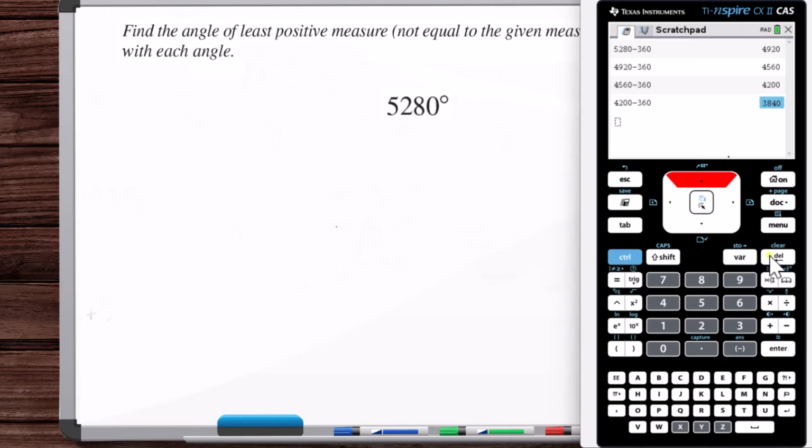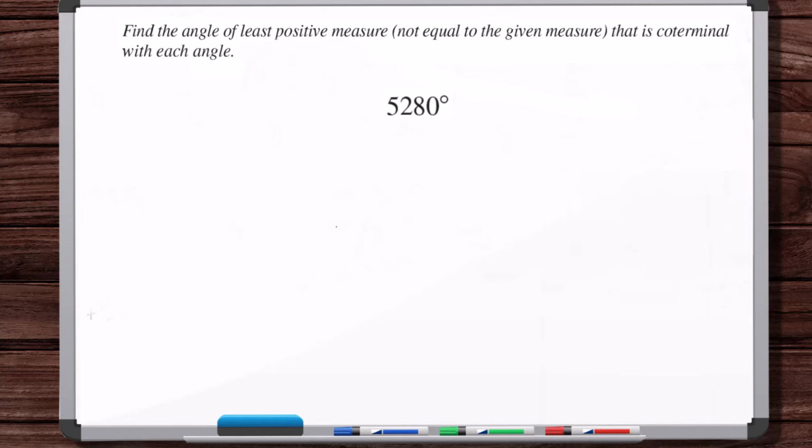Yeah, so okay. What is 360 times 10? It's 3,600. What is 360 times 15? 5,400. So 360 times 14 is 5,040. So if we subtract 360 14 times from this, we get 5280 minus 5,040, 240. And so there you go. This is coterminal, and it's the least positive.